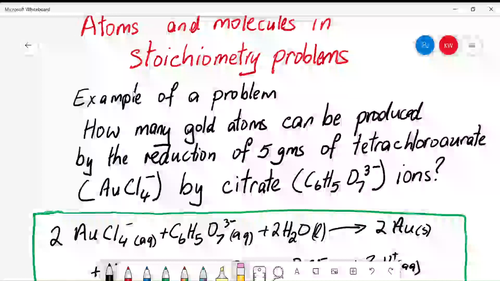We're going to start by looking at an example. How many gold atoms can be produced by the reduction of 5 grams of tetrachloride by citrate ions?